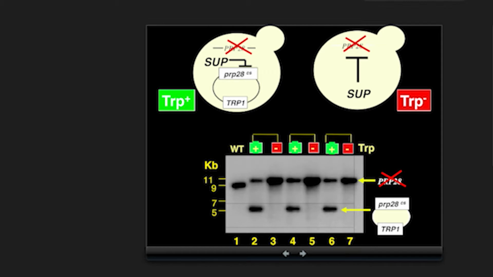So in the next one here, when I show the Southern, I explain things only in color. So indeed, the green cell contains the plasmid, the red cell contains no plasmid. Case closed.